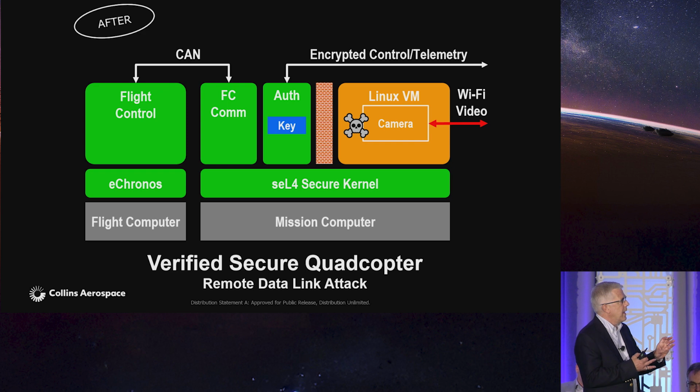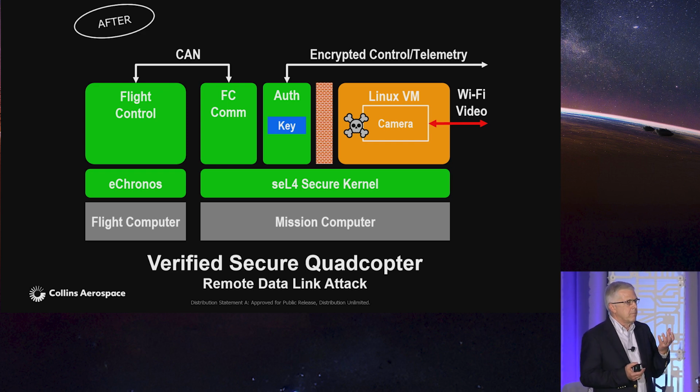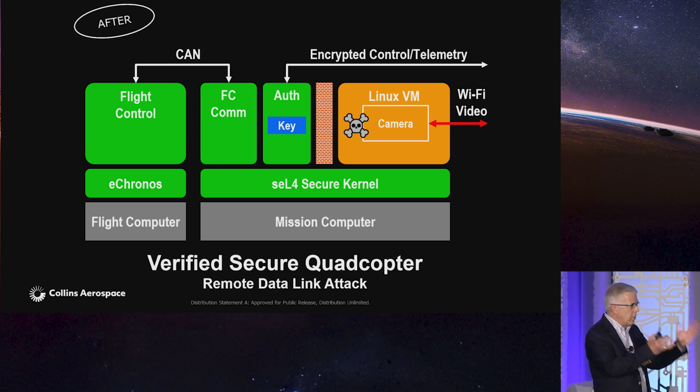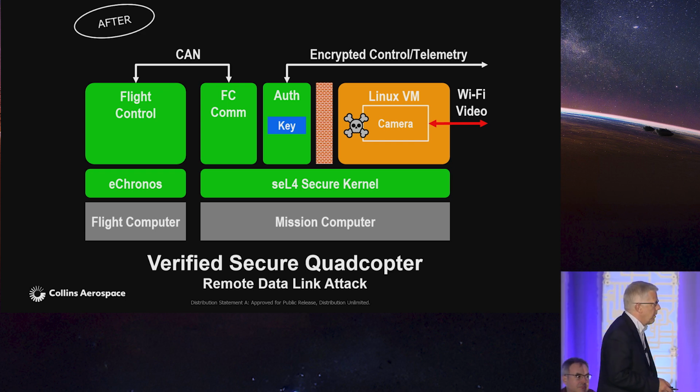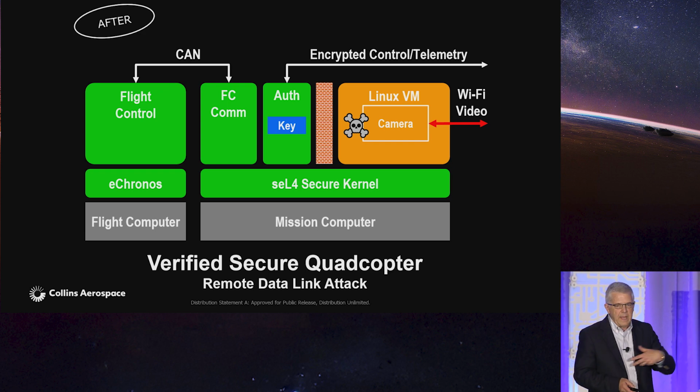So that included using the seL4 verified kernel, and that allows us to provide very strong, provably strong separation between all of the components. So not just this VM, but between the other four or five components running on seL4 on the mission computer. But that now will prevent the attacker, even though they can still gain access to the Linux VM that's running our USB and talking to the camera and the Wi-Fi, but that's all it can do.